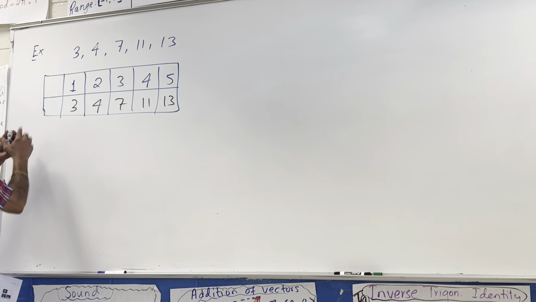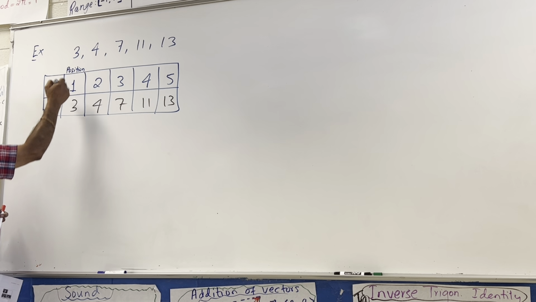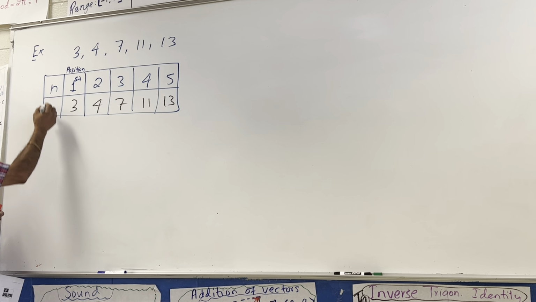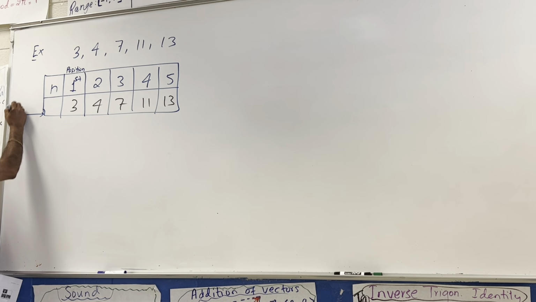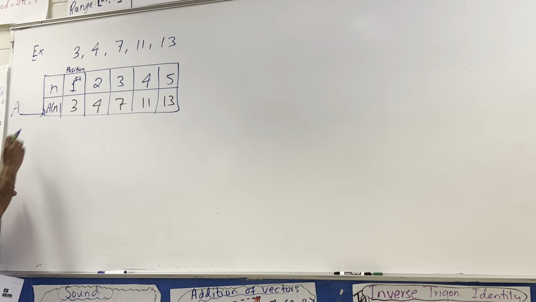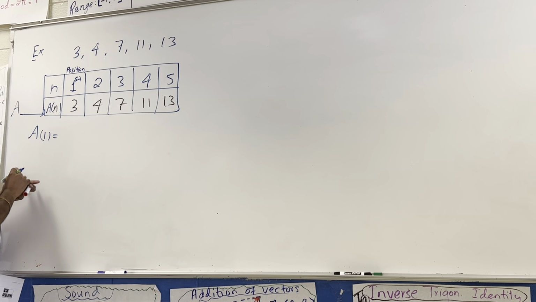This is denoted by position, which tells you the position of the number. We say the first position is 3. So n stands for the term or number. When n is 1, I can name this sequence, let's say, A. A with n in parentheses means A of 1 is the number in the first position, which is 3.